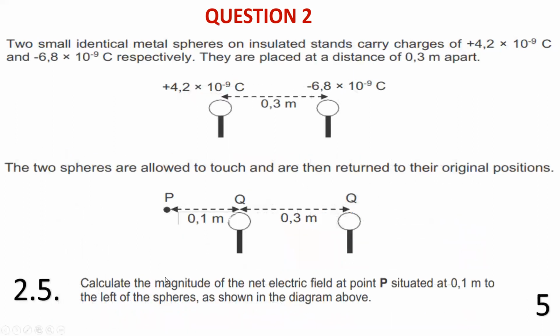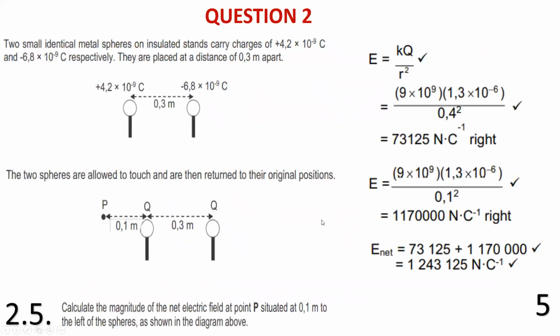Calculate the magnitude of the net electric field at point P. We have just this diagram, but we calculate the net electric field for the new charge. They touch each other and then they get a new charge. You are using Q, the new charge. So how are we calculating the electric field? The net electric field between E1 and E2. Both of them are the same, but only the distance is different.